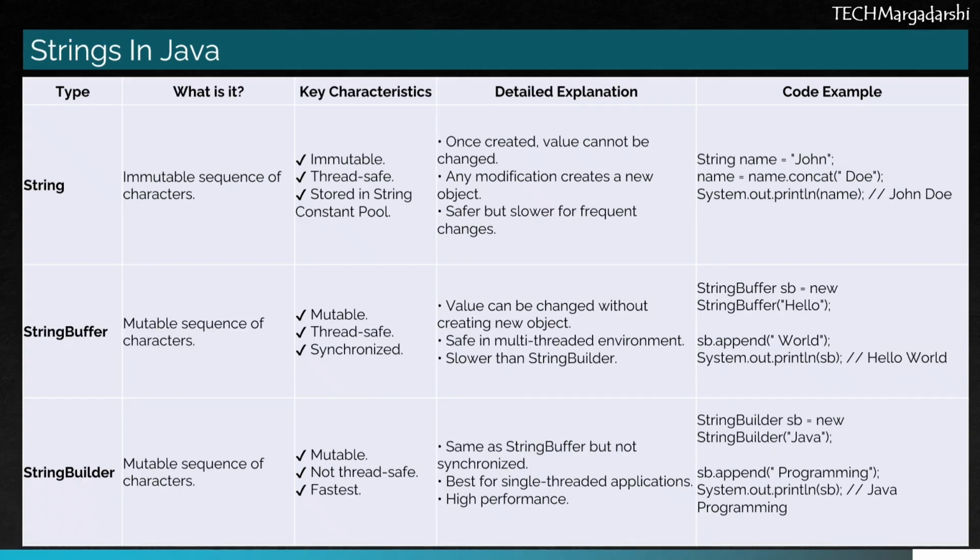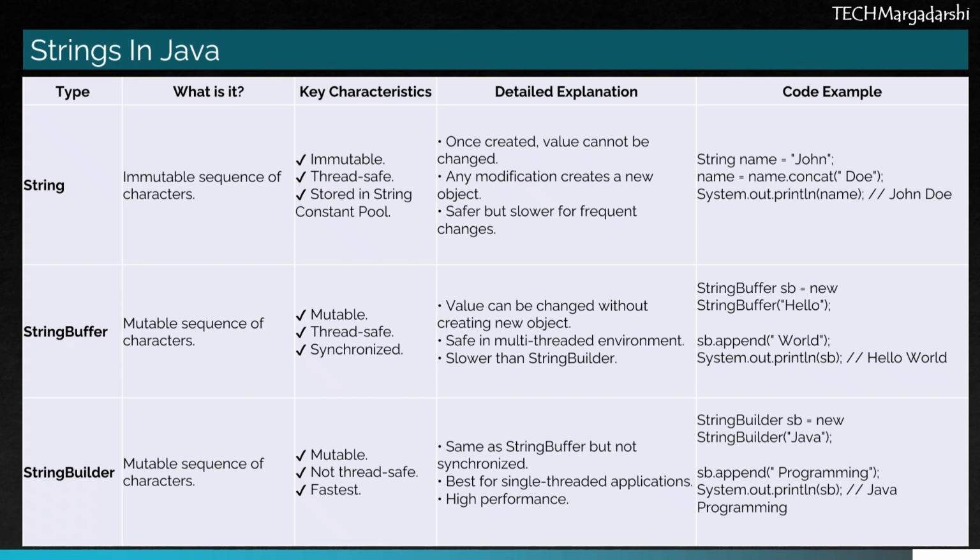Now let's understand strings in Java, which are one of the most commonly used concepts in real world applications. In Java, a string represents a sequence of characters, and it is immutable, meaning once a string object is created, its value cannot be changed. Whenever you try to modify a string, Java actually creates a new object in memory. This makes strings safe and secure, especially in multi threaded environments, but not ideal for frequent modifications.